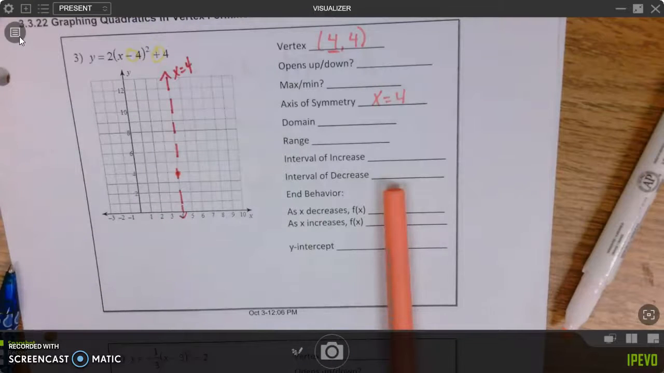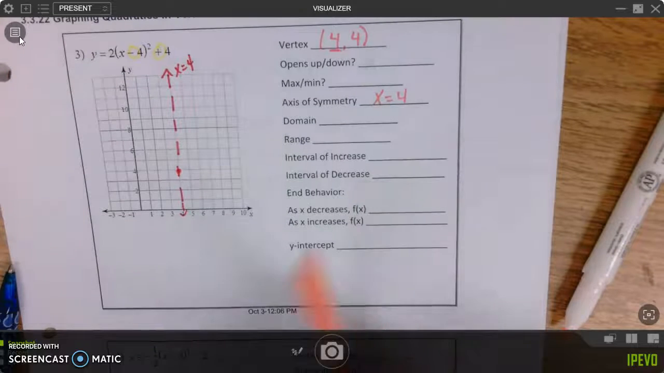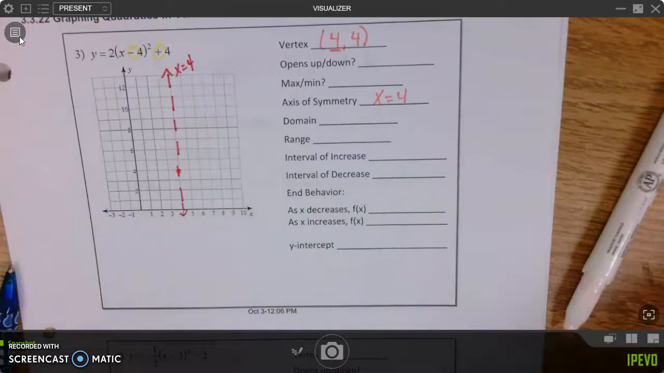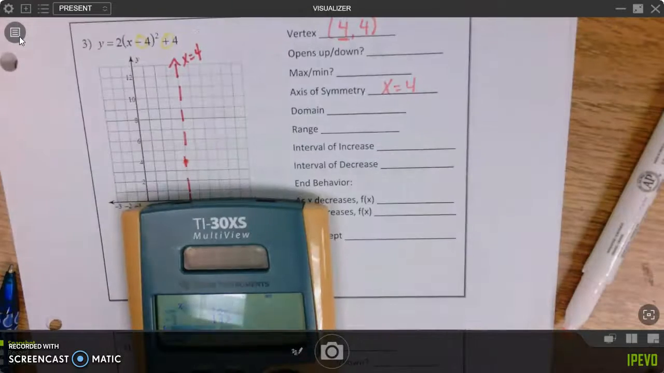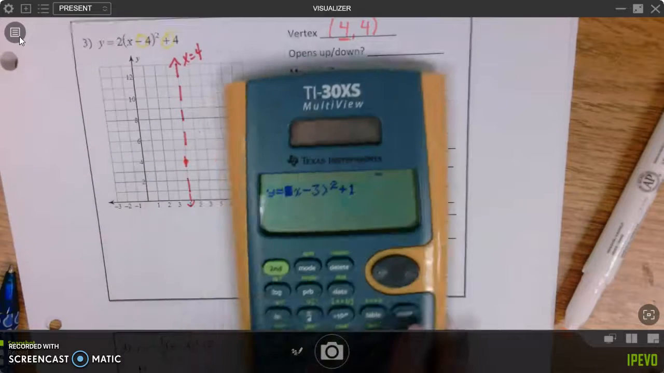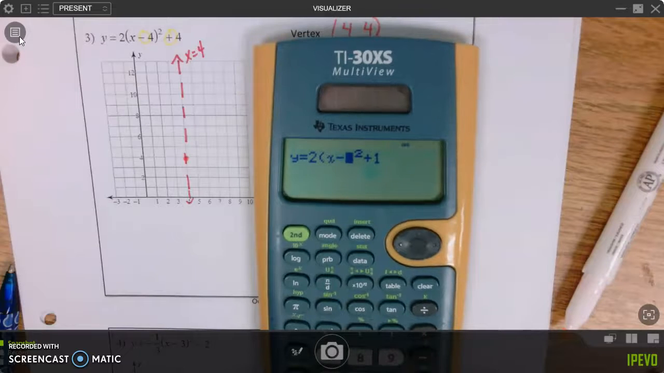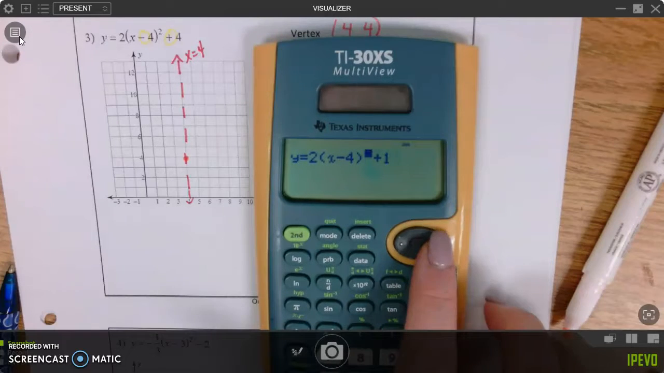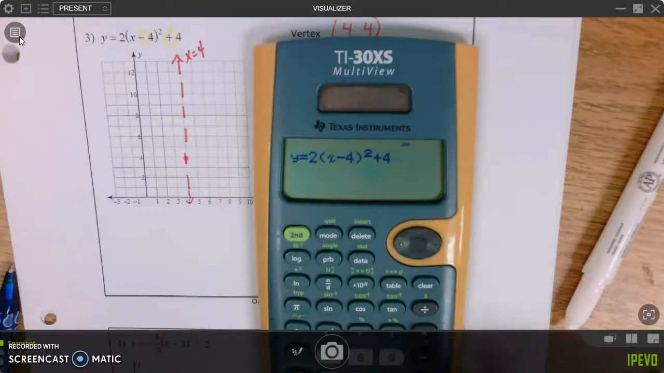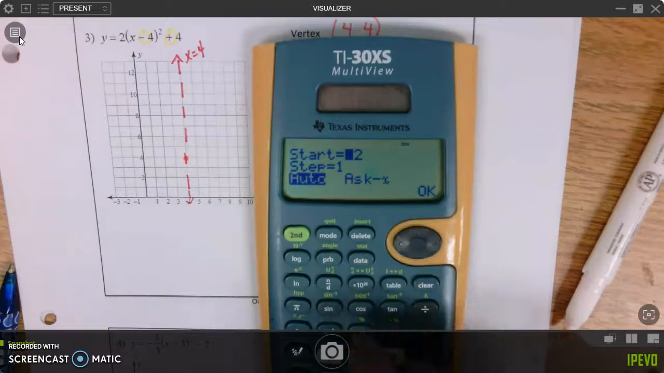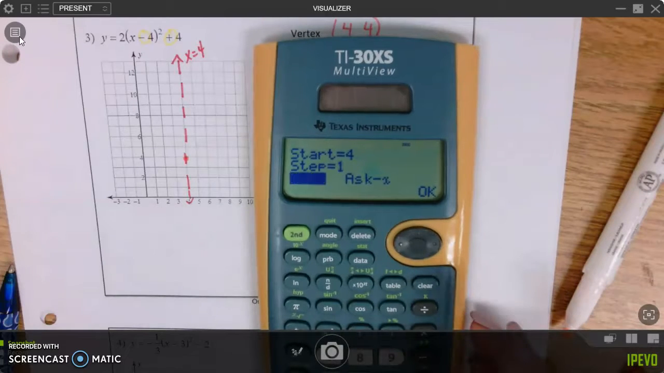Okay. So now let's go to the calculator. Type the equation into the table. So we have 2 times (x minus 4) squared plus 4. Okay. We're going to start at 4. That gives us your vertex.